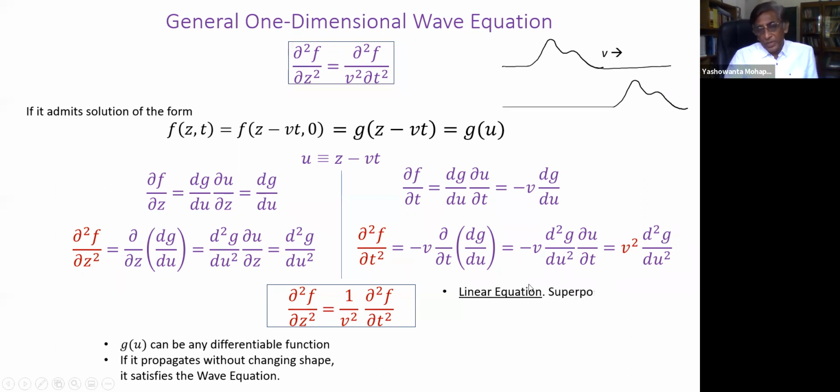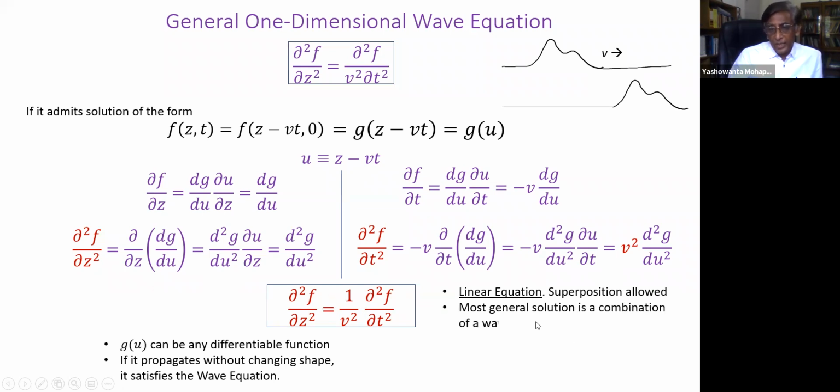Let's look at some of the properties. This looks like a linear equation. The equation is in f. Hence the most general solution would be a combination, because it's a v squared. It allows for something which is minus v and plus v.